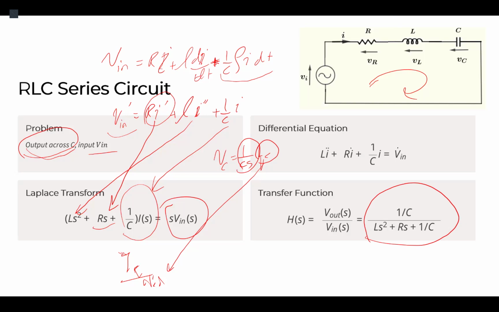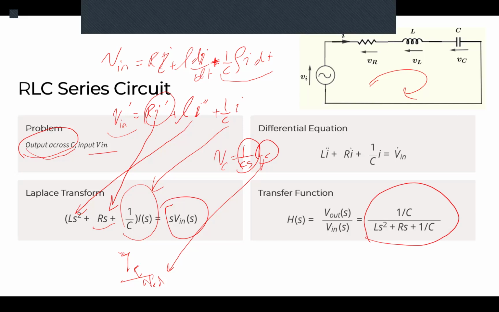Now, we run a KVL. This is our KVL. V in minus Ri minus L di dt minus 1 over C integral of I dt, equal to 0. Are we good? We bring all the minuses to the other side of the equation. So V in becomes Ri plus L di dt plus 1 over C integral of I dt.